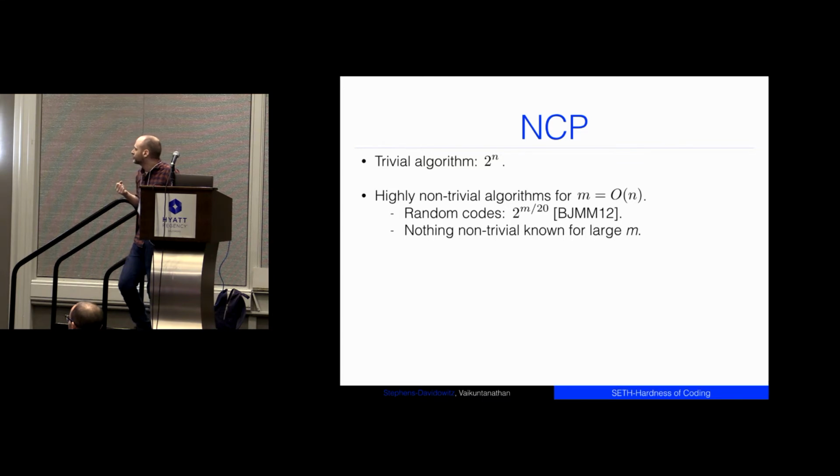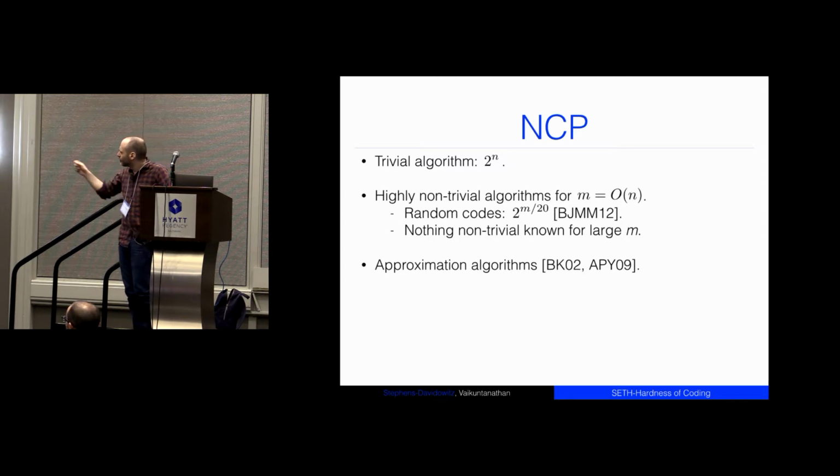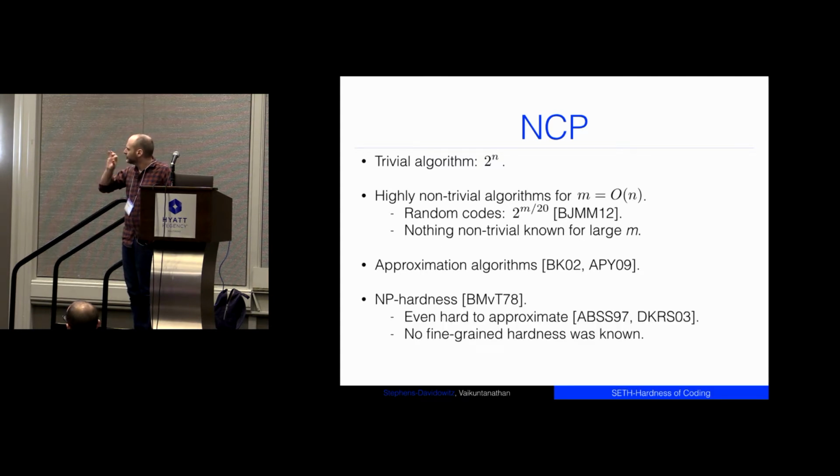There also exist highly non-trivial and really quite beautiful algorithms in the regime when the ambient dimension is not much larger than the rank. In particular, there's this amazing 2^(m/20) algorithm by Becker, Joux, May, and Meurer. But for large m, we don't know anything non-trivial. There do exist approximation algorithms. Of course, this is a classical NP-hard problem. We've known that it's NP-hard since the late 70s, and a sequence of work showed that it was hard to approximate. But we didn't know any fine-grained hardness.